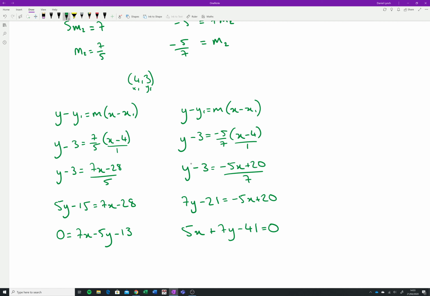We'll just flick to the back of the book and check if we're right. 7.6, question 11. So it's 5x + 7y - 41 equals 0. Perfect. 7x - 5y - 13 equals 0. Also good. Excellent.